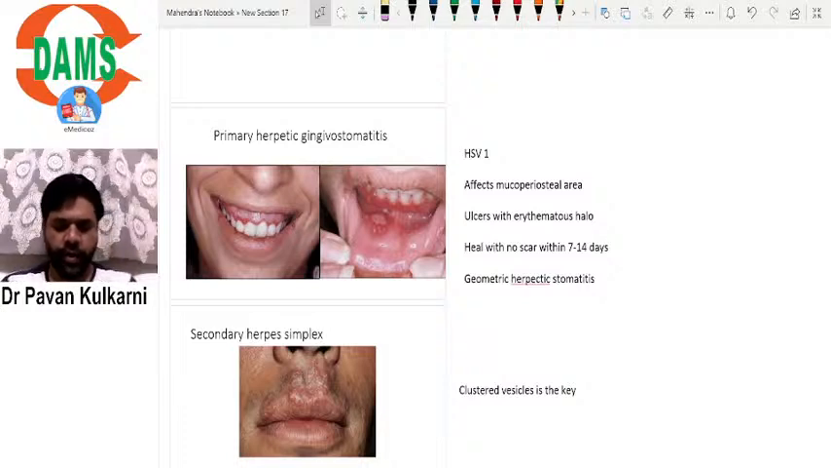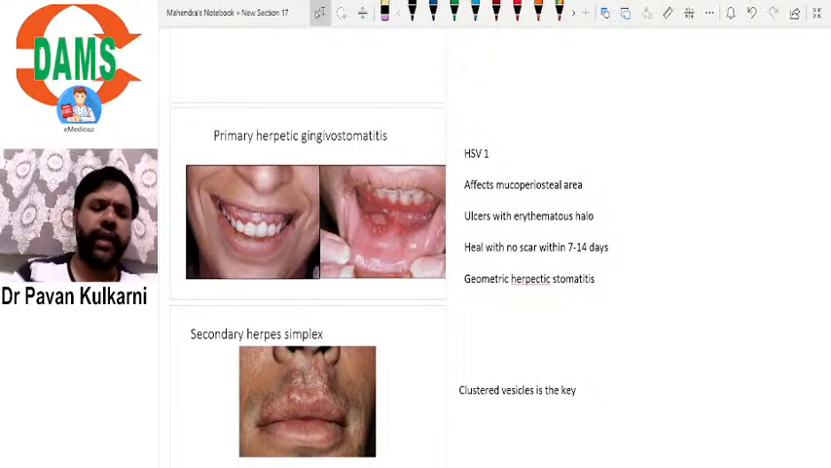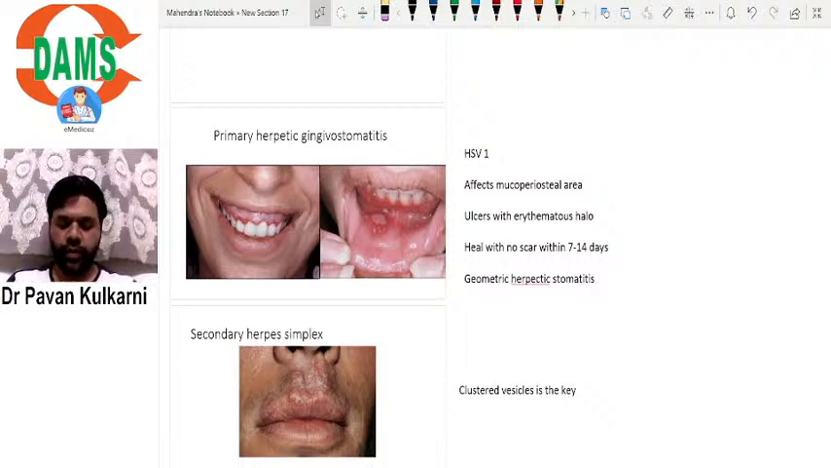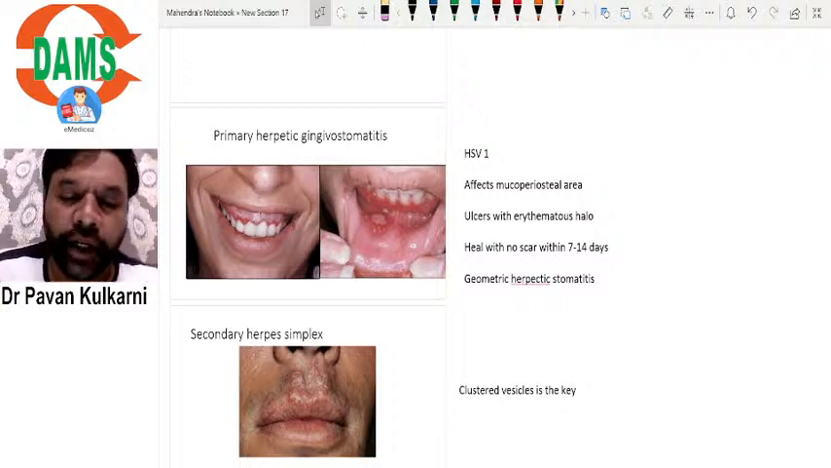Yeah, so we are going to start first with the viral infections, particularly the herpetic lesions. In herpes, there is a lesion called primary herpetic gingivostomatitis. So what is this primary herpetic gingivostomatitis? It is due to HSV1.